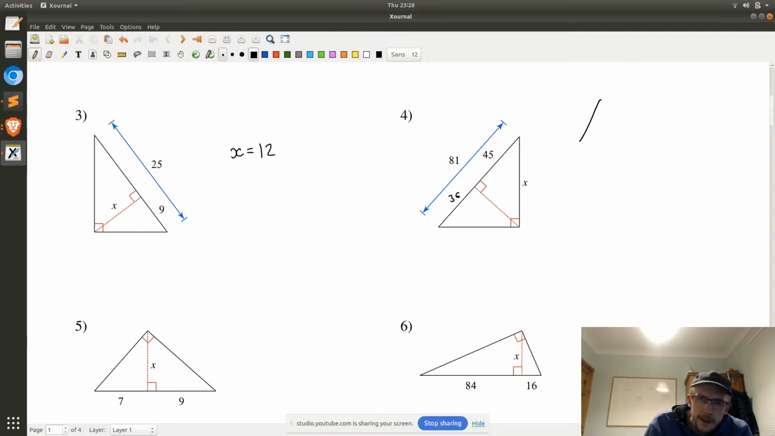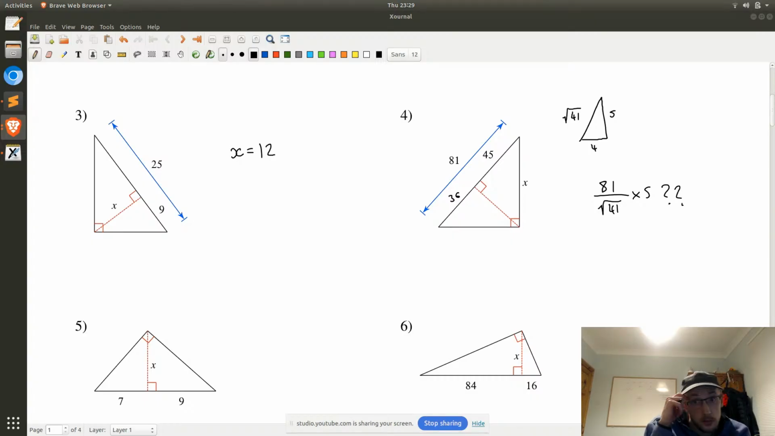A triangle has 5, 4 ratio. Root 41. What, like 81 over root 41 and then times that by 5? No, 27 root 5. Okay.